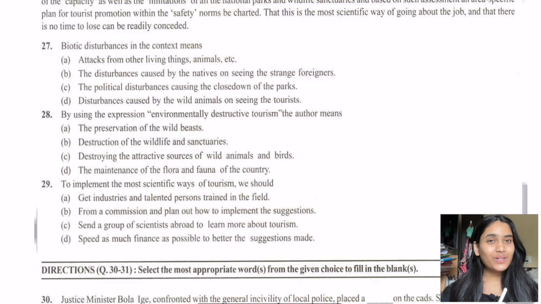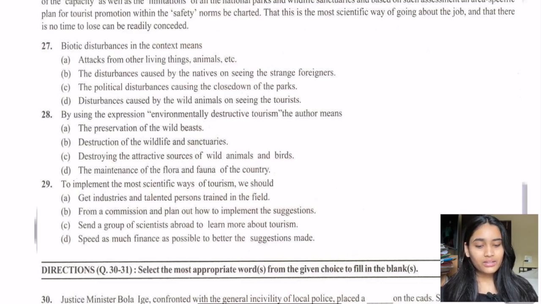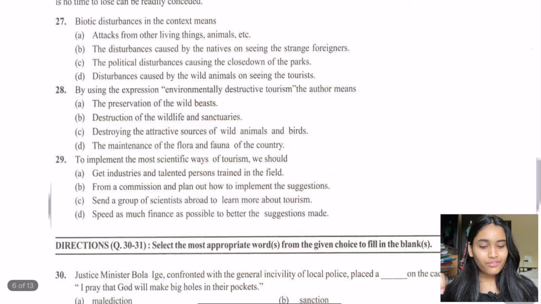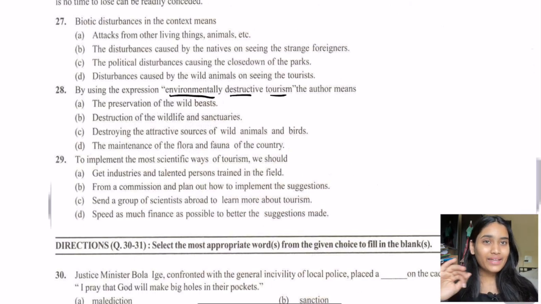One tip that you should always keep in mind is to always read the questions before you jump into the passage. If we read the questions first, the first benefit that we'll get is that we'll get a basic overview of what is being discussed in the passage. Like from the questions itself, we can tell that the passage is about our flora and fauna and how tourism affects it. Like we can see environmentally destructive tourism, so that is a big hint.